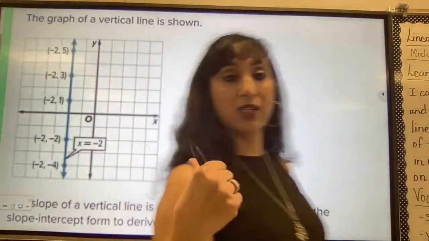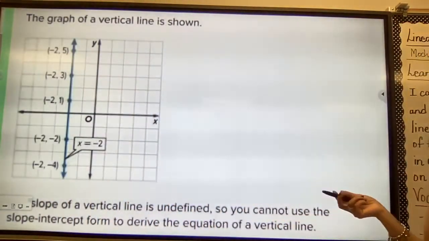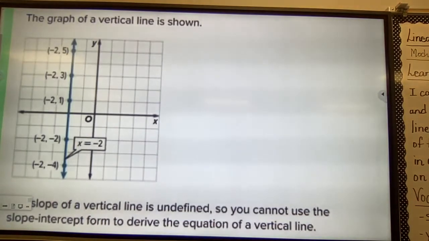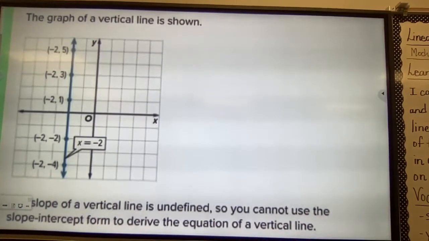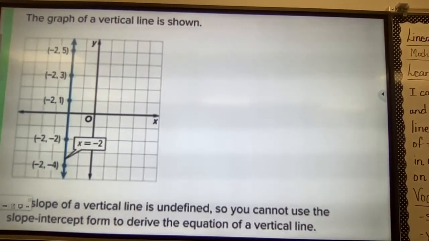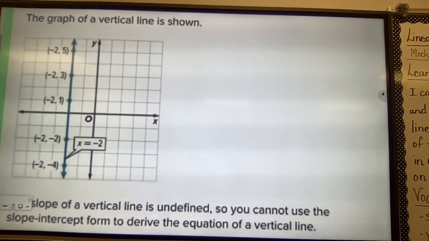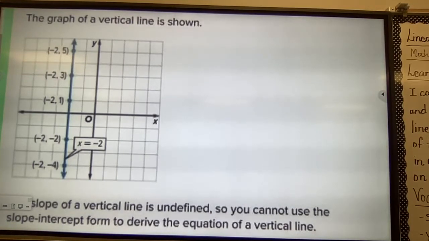The slope in this is going to be what? Undefined, right? It's a vertical line. So now let's go into this one. So the slope of a vertical line, as I said, is undefined. You cannot use the slope intercept form to derive the equation of a vertical line because there's no slope. So all points, it is undefined. That's basically what it is.